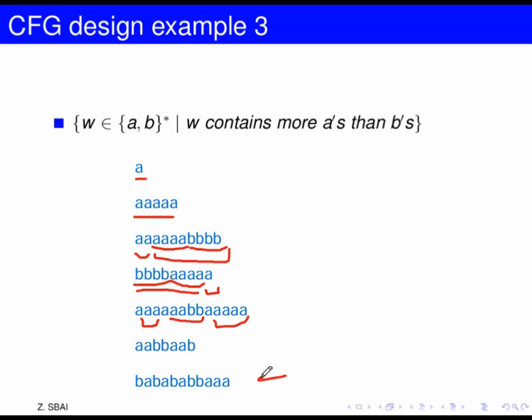For the last string, for example, we can see that it's a balanced string, BA, BA, BA, 3A and 3B, and after it, again, another balanced string, double B, double A. So this is the part 1, this is the part 2, and the part 3 will be just 1A, for example, or more than that.